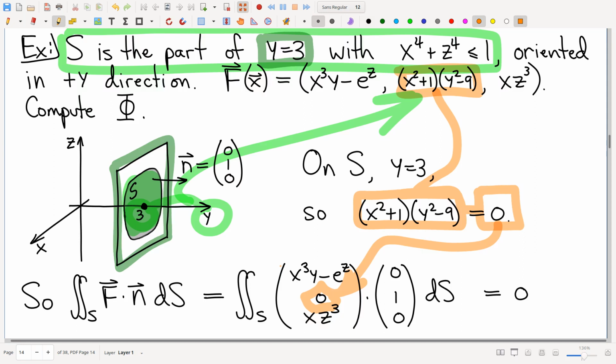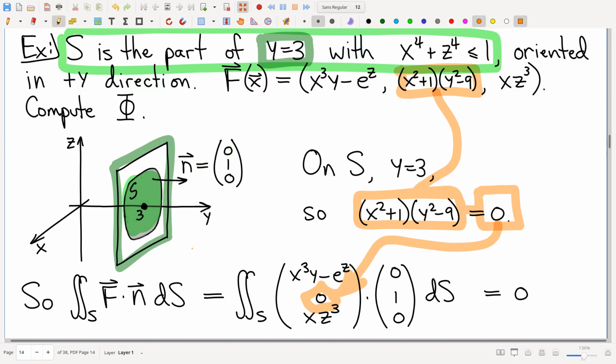I emphasize, that second coordinate, it's not 0 over here. It's not 0 way over there. But I'm never going to be over here. I'm only interested in computing an integral on this surface, and on that surface it is flat 0. So heads up for that sort of thing. That's really nice when that happens.